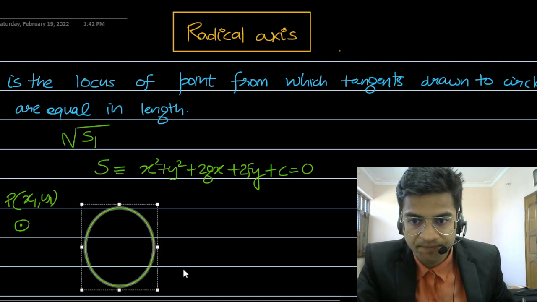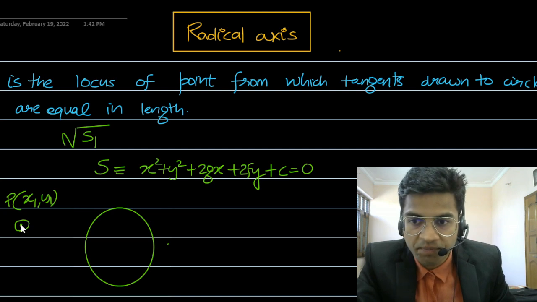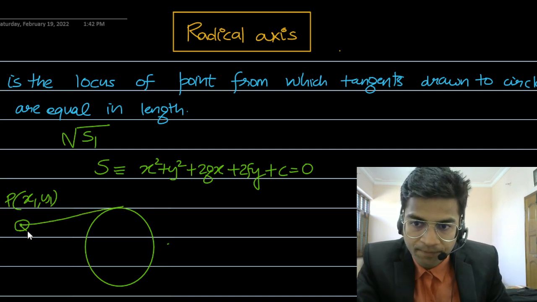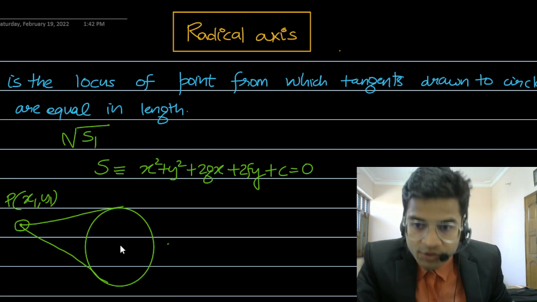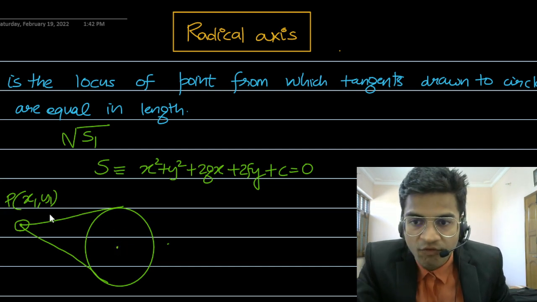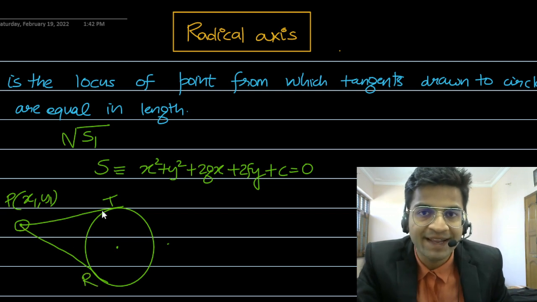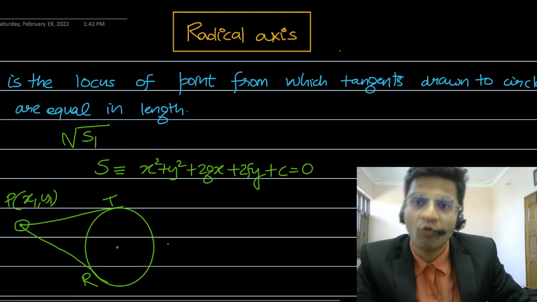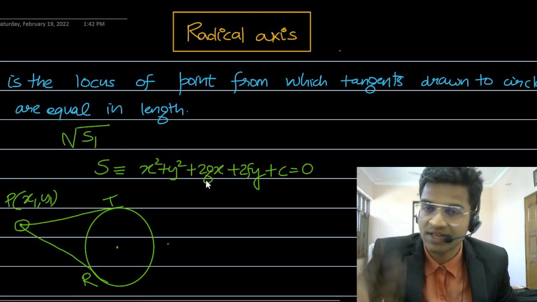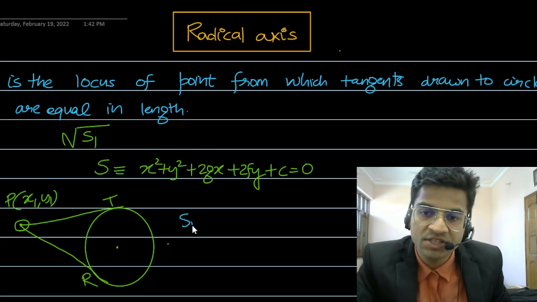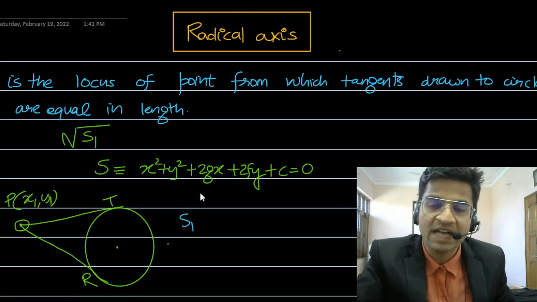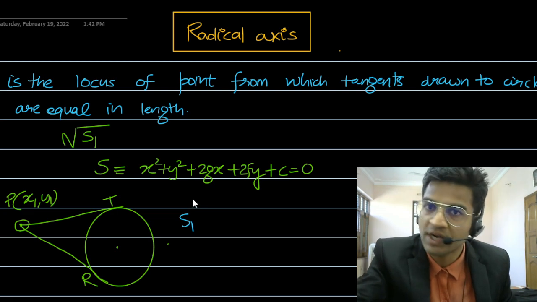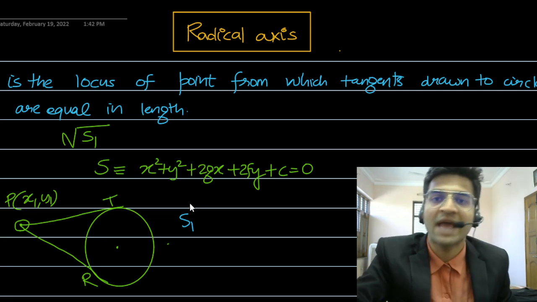This is our circle S, and let us say we draw two tangents from this point P to this circle. Let us say this is PT and this is PR. So we have to determine the length of PT. The expression for that is root S1. First of all, let us understand what is the meaning of S1. The meaning of S1 is just that you have to replace x1, y1, that is the x coordinate and y coordinate of point P, in equation S.